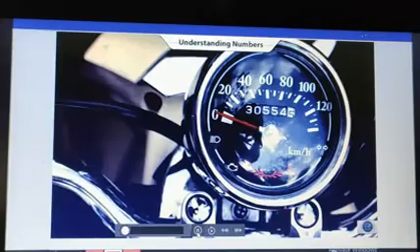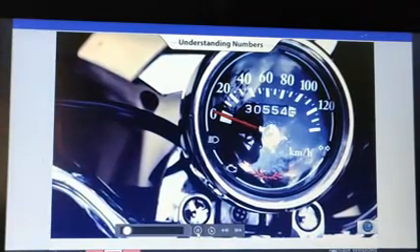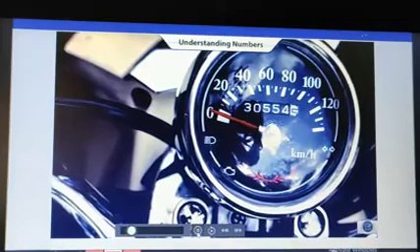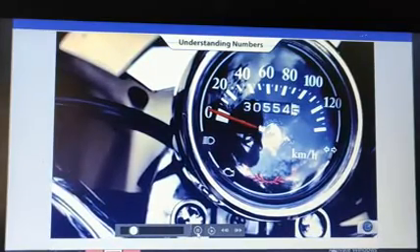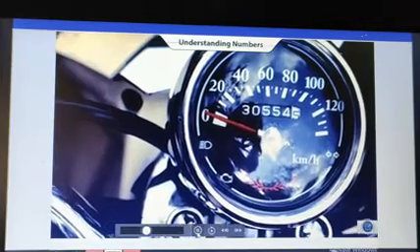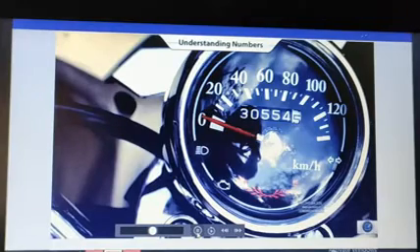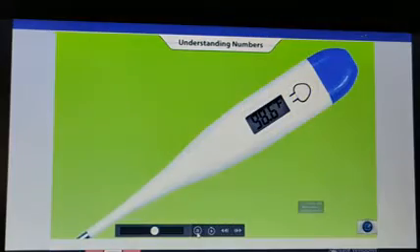Closely look into this image. It shows the speedometer of a bike. Below the speedometer is a bar that shows the distance traveled. We can see that the measurement recorded is a whole number and can be read easily. However, not all measurements are recorded in whole numbers. For example, a thermometer.